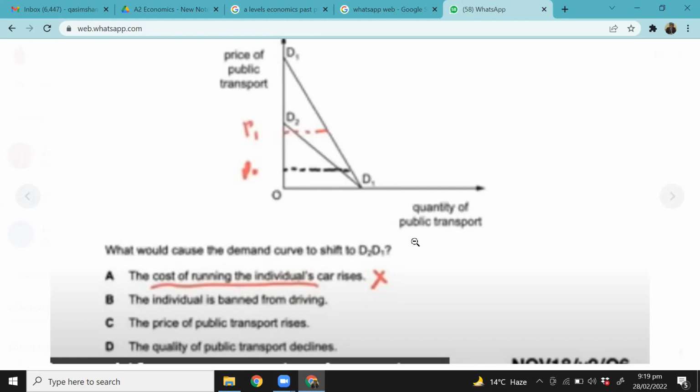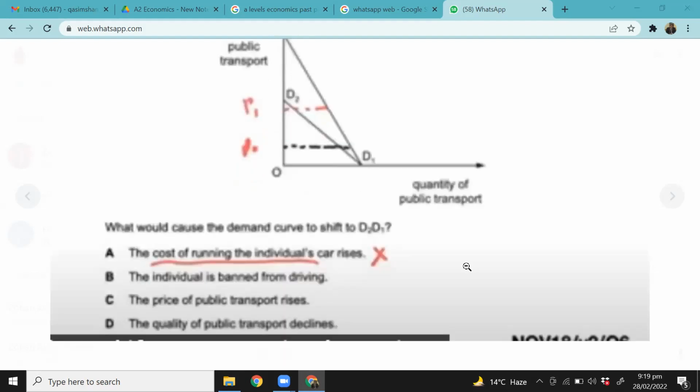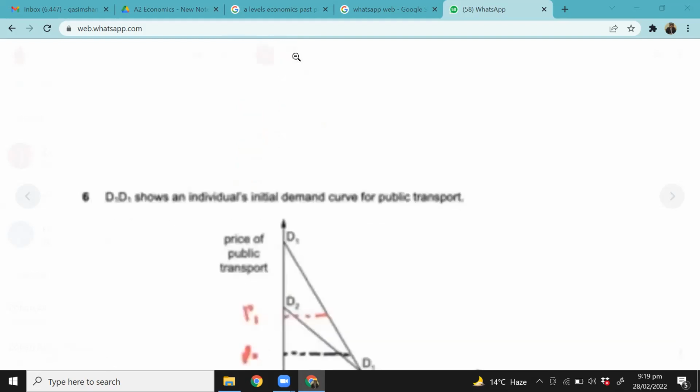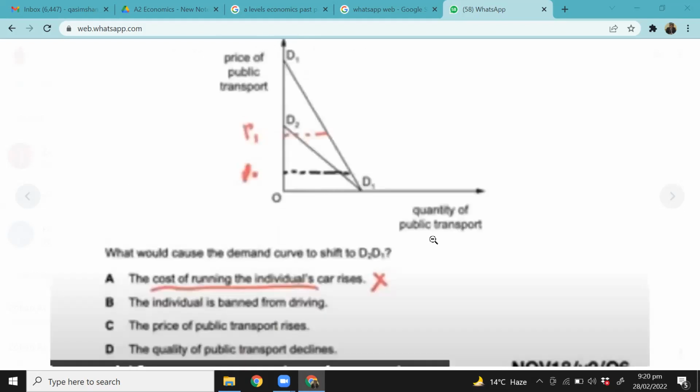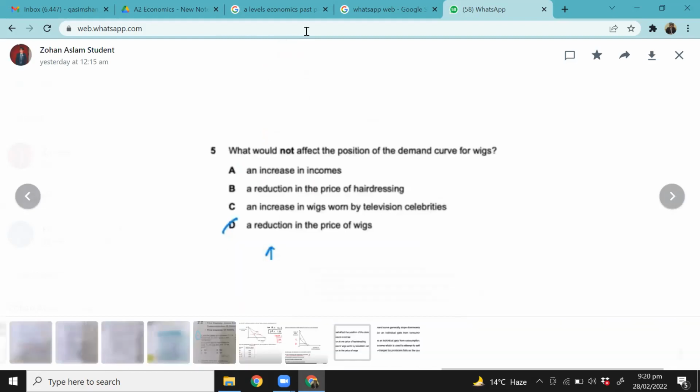It should be D, because if the demand for public transport is decreasing, there should be a reason for it. And one reason we can think of is deterioration in quality. Fazil, very nice. Khadija, did you get this? So is the answer D, Zohan? Is the answer D?